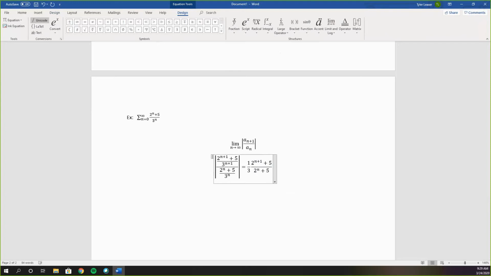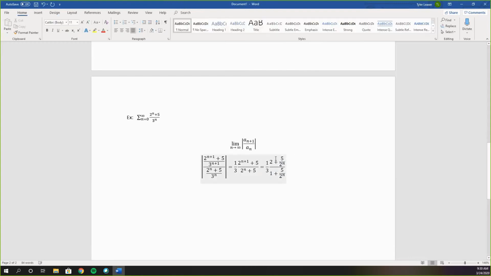Now, the next trick that you want to do is look at what this is going to approach. To find that, we're going to divide everything by this 2 to the n. We're going to leave the 1/3 out in front. That's just multiplied on, so that's not going to change anything. When you divide the top by 2 to the n, we're just going to have a 2 left over, plus this 5 divided by 2 to the n. In the denominator, I'm going to divide 2 to the n by 2 to the n, which is 1, and then plus this 5, again, divided by 2 to the n.